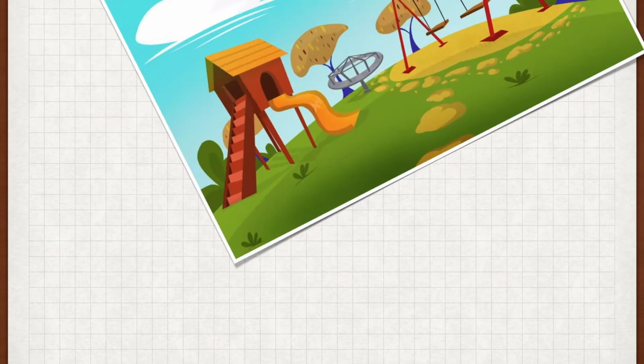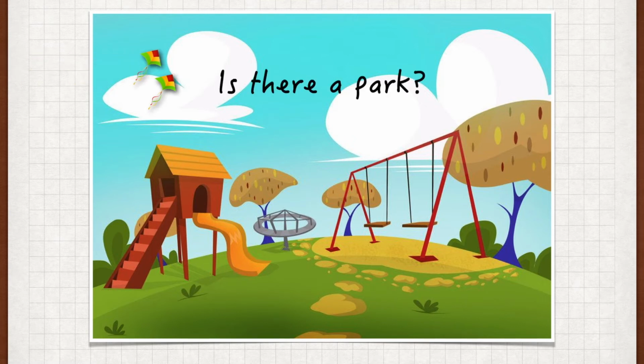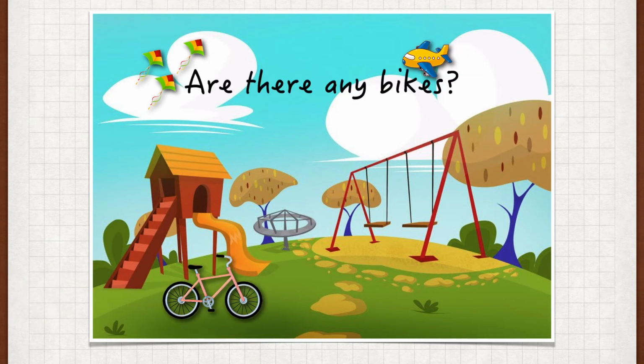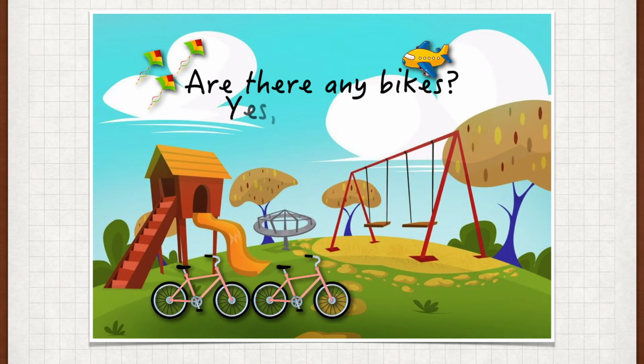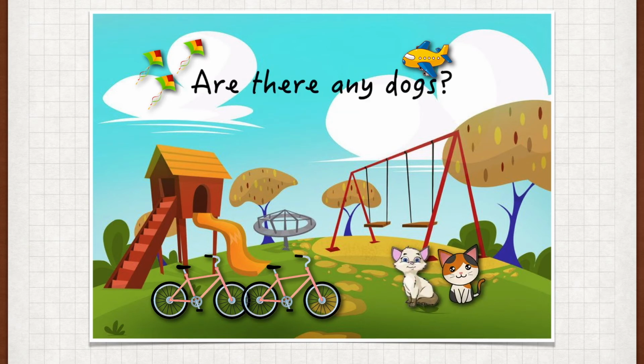Now, listen carefully to this exchange of questions and answers. Look at the picture. Okay. Is there a park? Yes, there is. Are there any bikes? Yes, there are. Are there any dogs? No, there aren't.